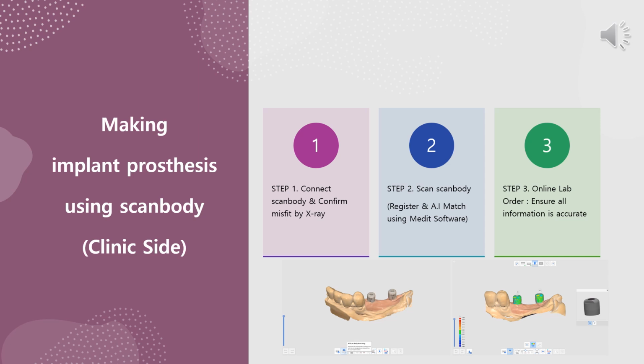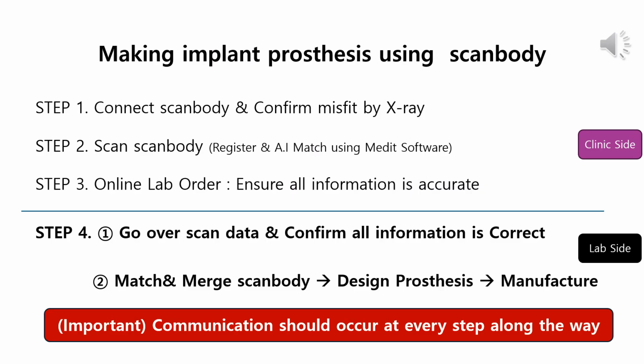Step 3. Send an online order to the dental laboratory. Make sure the right sizes are specified in the request form. If all this is done right, then there should be no errors from the clinic side of things. Now on to step 4, which is in the hands of the laboratory. The laboratory will check the file and match the scan body to produce the final prosthesis. In fact, errors can easily occur in this process because there could be discrepancies in the matching and merging depending on scan data quality. These errors are preventable if you had matched the scan body on Medit Link in advance.